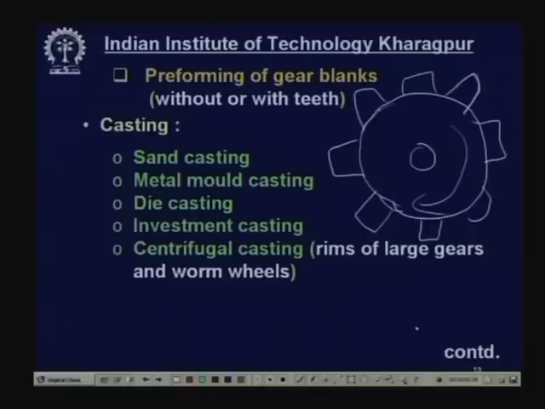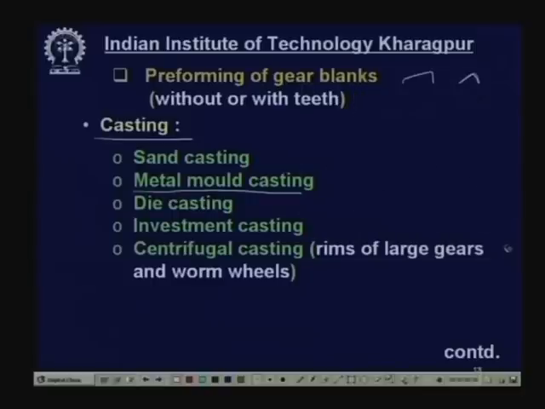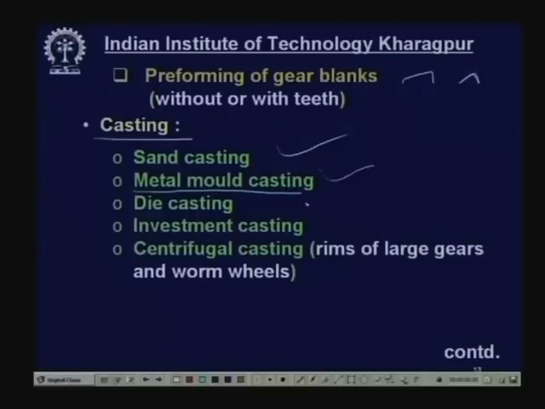Now, metal mold casting. This casting will be done in metal molds where you get more accuracy in the tooth form if required, or in the diameter, width, thickness of the gear blank. Sand casting and metal mold casting are used for piece production, one or two pieces maybe if required, or large gears. Metal mold casting, steel gears, but only a few in number, say batch production or piece production.